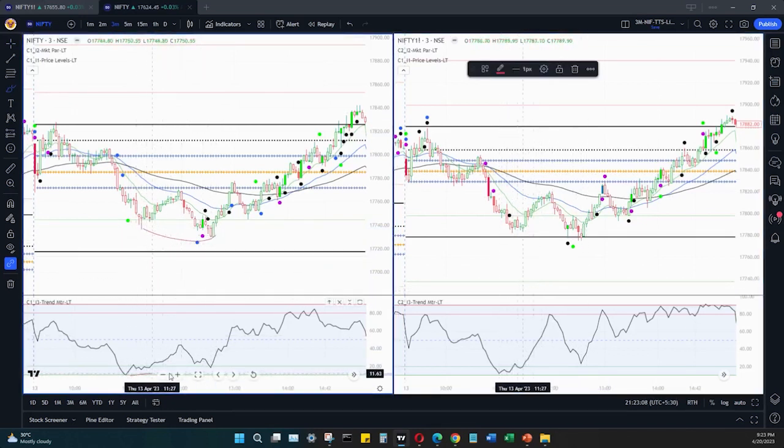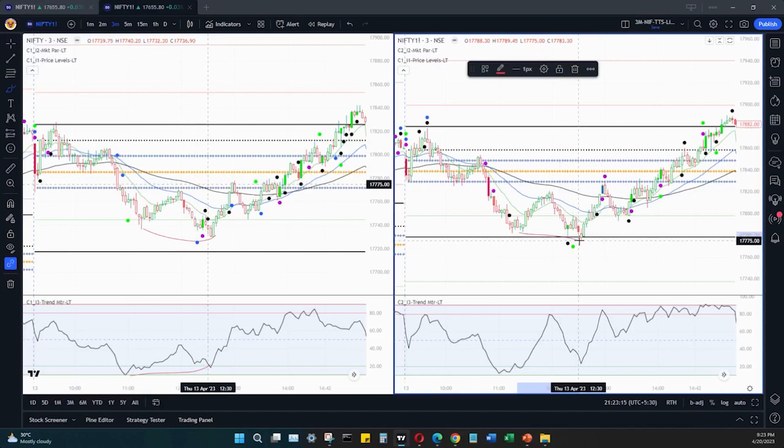But the trend actually printed a higher low, okay, on both of these charts. Look at it. Even though it is a very small difference, it's still a lower low in price. But look at the trend meter, it made a higher low. So this indicates that the trend on the downside is weakening, and now it's time for the price to reverse. Look at the candle pattern.